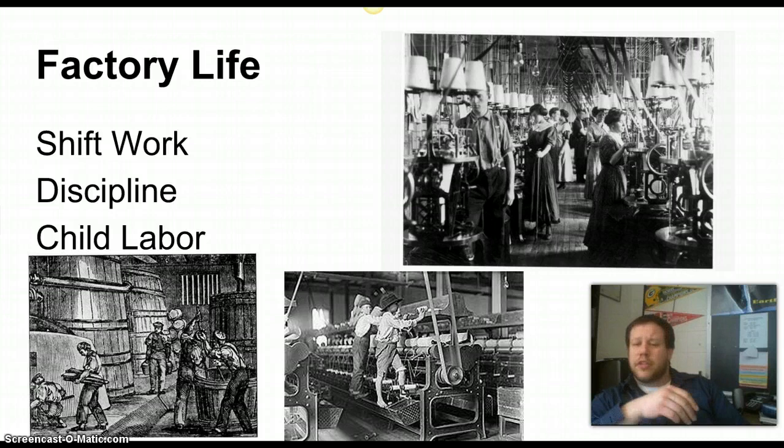Sometimes there's even physical punishment as well. People were beaten with sticks and whips, that kind of stuff. And everything we see here is child labor. Now look at these two pictures. You see these little kids here on these spinning jennies, these spinning machines.